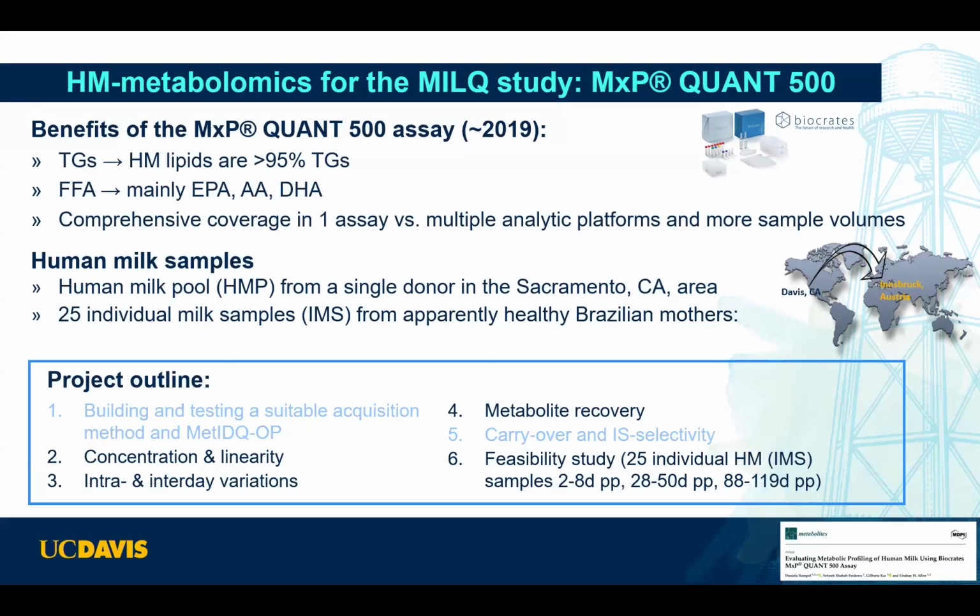The project outline is as given here. I cannot talk about everything. I wasn't really there to do the validation, I have to admit. It would have been quite interesting to me. But it's basically the same project outline as the one we would have with the P180. So we're going to focus here on how the concentration and linearity worked out, inter-day variations, overall metabolite recovery, and then I want to talk a little bit about the outcome of this feasibility study. And yes, it was published finally in 2025 in Metabolites.